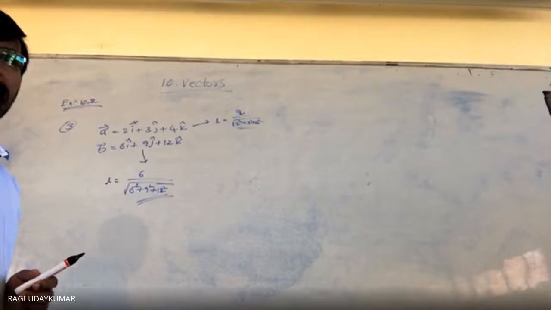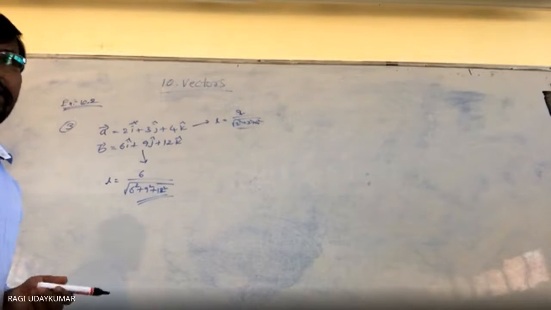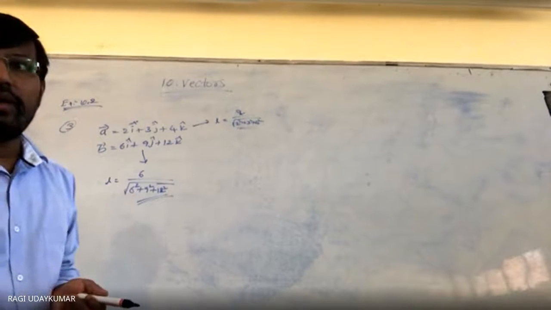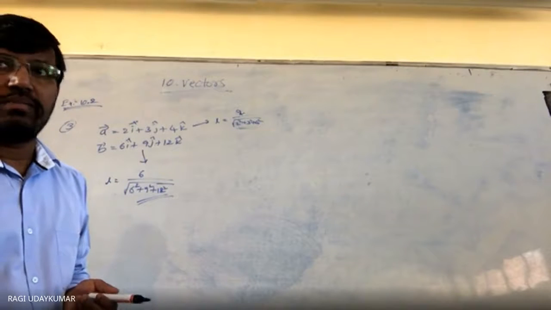Fourth question. Find the values of x and y if two vectors are equal. Just make the corresponding components equal. Fifth question देखो, simple here.